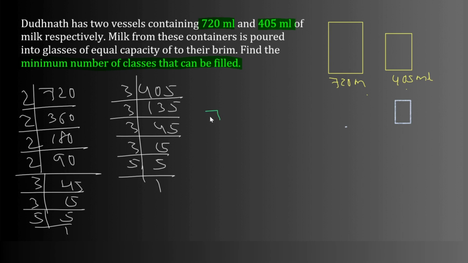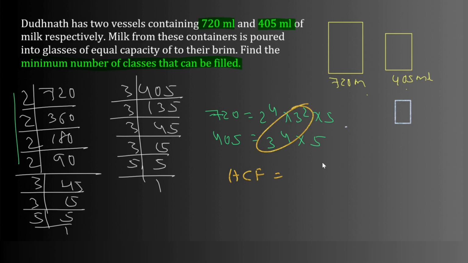Now let's say if I write them in the prime factors. So 720 is what? 2 raised to the power 4 into 3 raised to the power 2 into 5. And 405 is what? 3 raised to the power 4 into 5. Now check for finding the HCF. The HCF of these numbers is going to be what? There is no 2 as common. Among 3, 3 square is common, right? And among 5, 5 is common. So this is 9 into 5, that is 45. Now, the capacity of this small glass is how much? 45 ml.